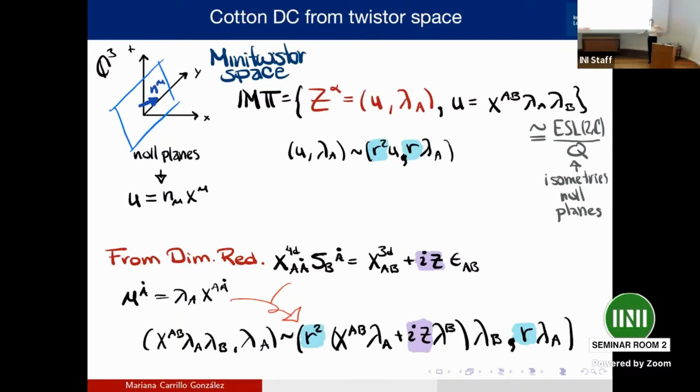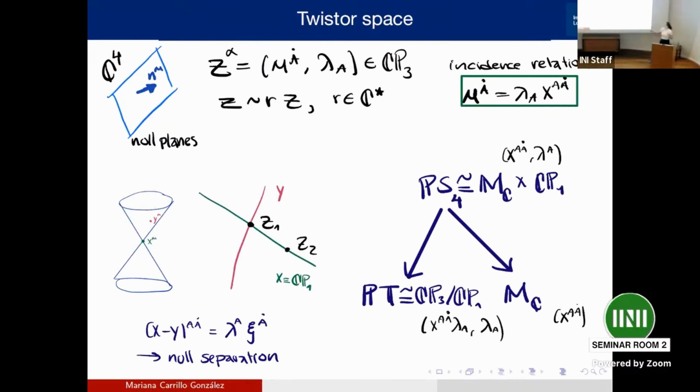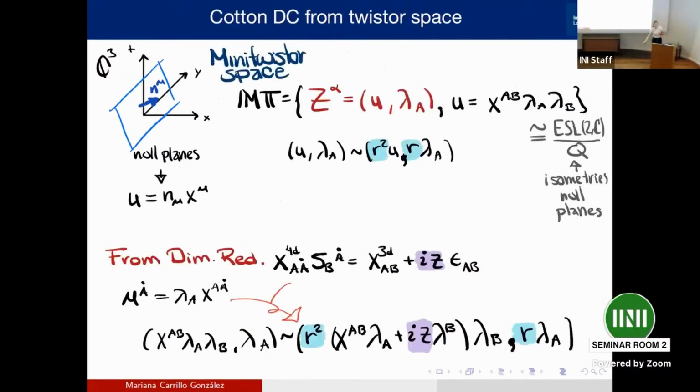So if you go to the previous slide, I told you, okay, we have this incidence relation in 4D. And here this X^{AA'} is your X^mu in 4D. You can take this X^mu in 4D and do a dimensional reduction to 3D. So you're basically splitting it into an X^mu that is in your 3D and the coordinate that's perpendicular, the one that you're doing the dimensional reduction over. So I'm calling it Z here.